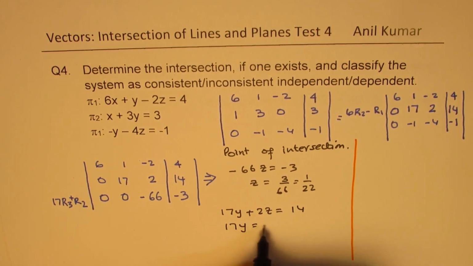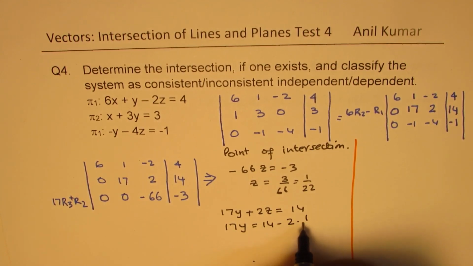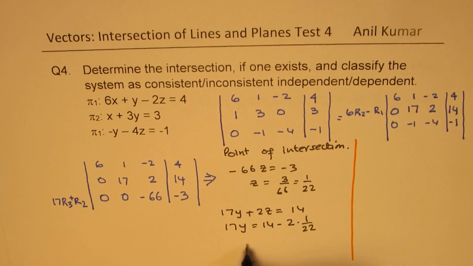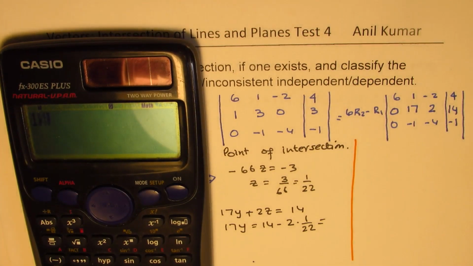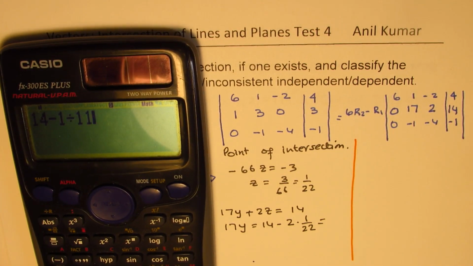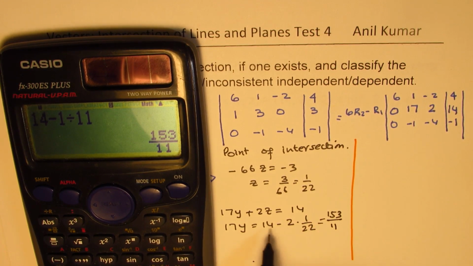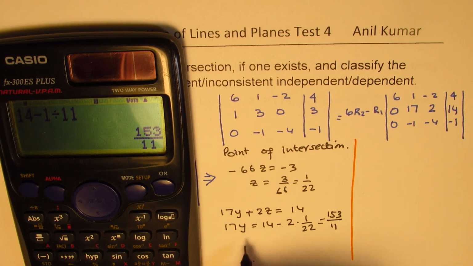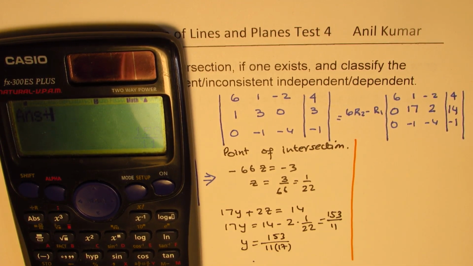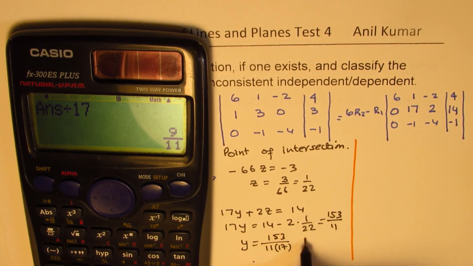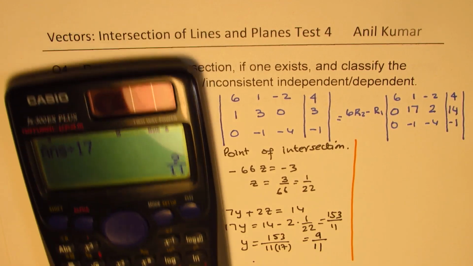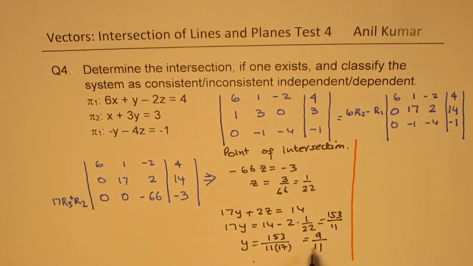So 17y equals to 14 minus 2 times 1 over 22, right? So we get, let's find out how much it is. So it is basically 14 take away 1 divided by 11, which is 153 over 11. Now we'll divide this by 17, right? So y equals to 153 over 17 times 11. So we'll divide this by 17 to get our answer, which is 9 over 11. Clear? So 9 over 11 is the value for y.